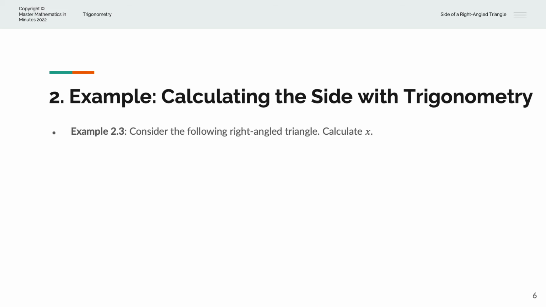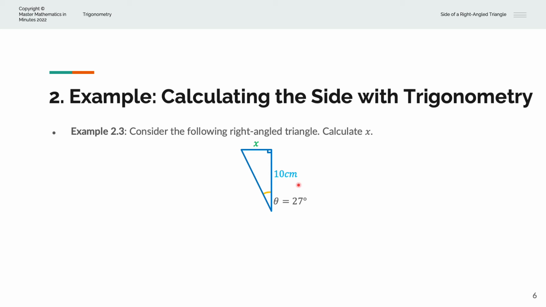In the third example, we're asked to consider the following right angle triangle, and we're asked to calculate x. We're given the angle theta is equal to 27 degrees. The side that is opposite theta is this side, which is x, and that is what we're trying to find. And the side that is next to theta is this side, the adjacent side, and we're given that it is 10 centimeters.